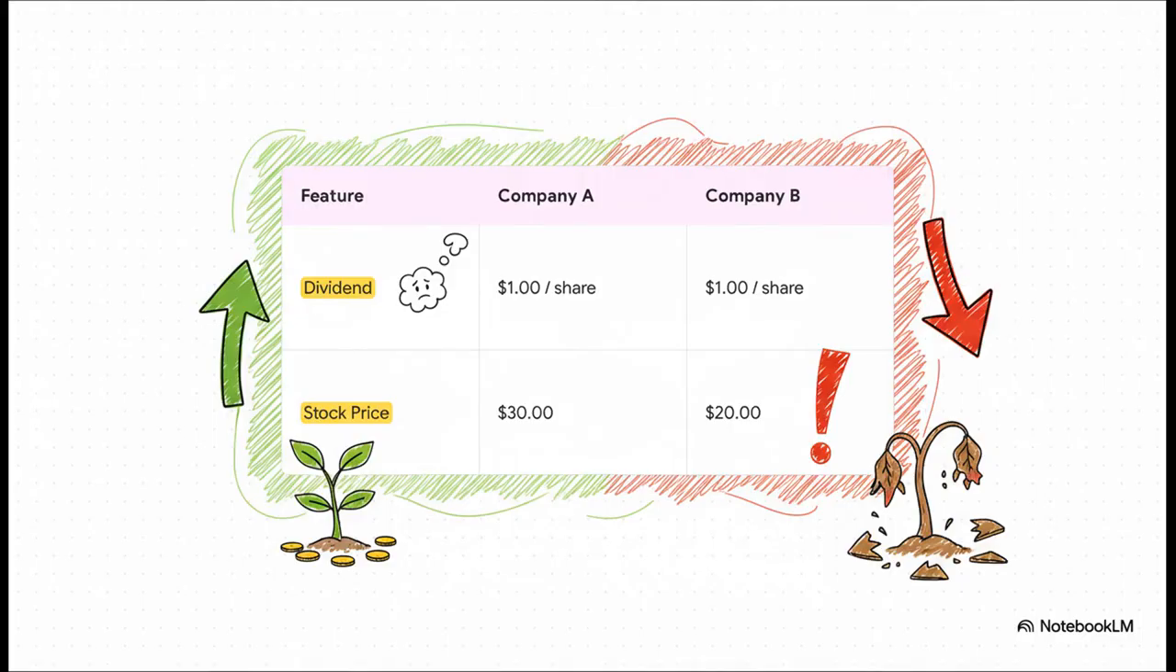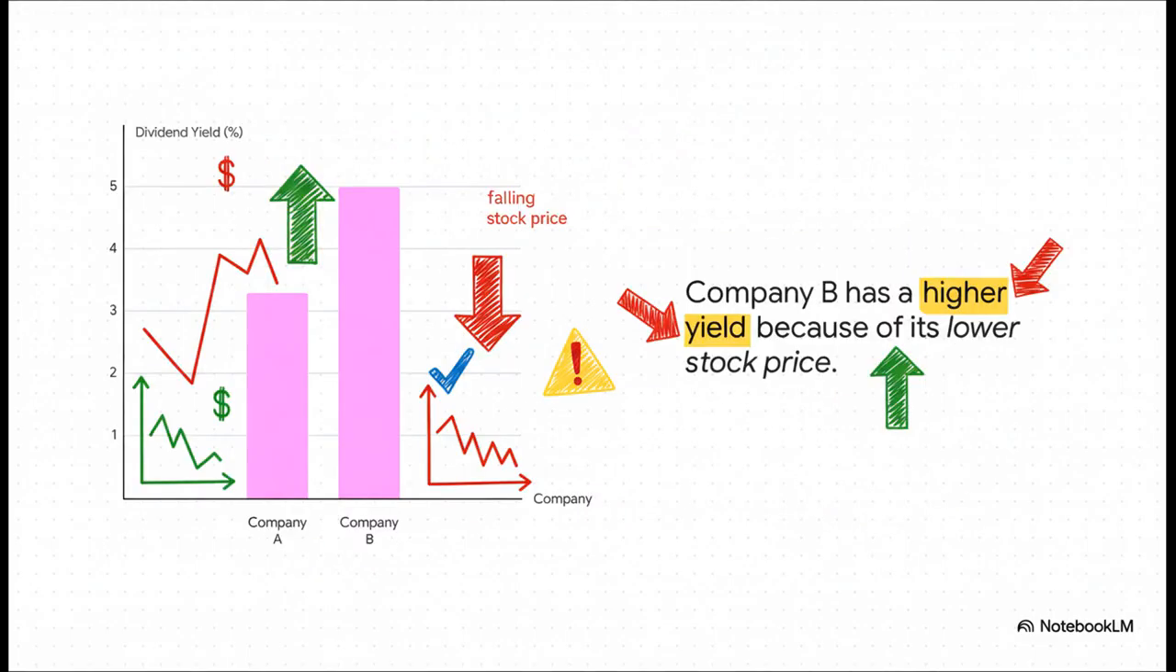Okay, let's put some numbers to this to really see how it works. Let's say we have two companies, Company A and Company B. Now they both pay the exact same dividend, $1 a share. But look at the difference in their stock price. Company A is trading at $30, while Company B is down at $20. So when you actually do that simple calculation, something really interesting pops out. Company A has a yield of 3.3%, but Company B, just because its stock price is lower, suddenly has a much more attractive yield of 5%.